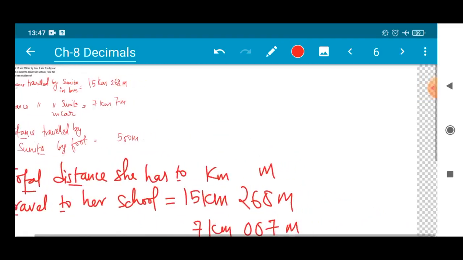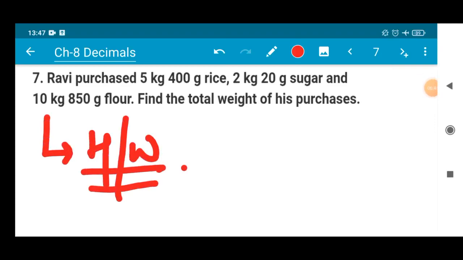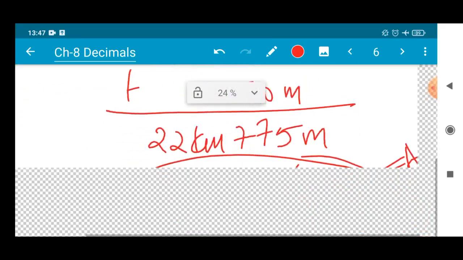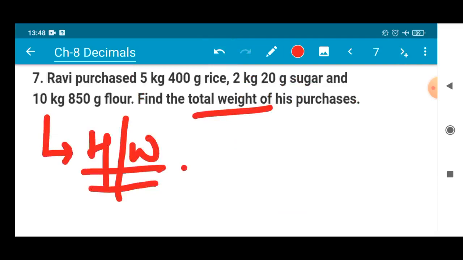I guess one more question is left, that is question number 7. So I want you all to do this yourself, because the question is very much similar. That is, you have to find the total weight only by adding, keeping their digits according to their place value, that is kg and gram, and add and get the value. Okay, so the trick I have already given you, what to put at the end. If you are getting this, then at the last just put a point and write 775. This will also be converted into meter. Alright, so I want you all to do this as your home assignment.